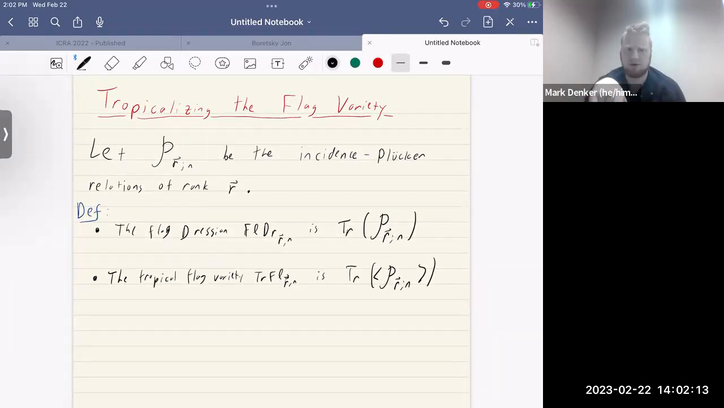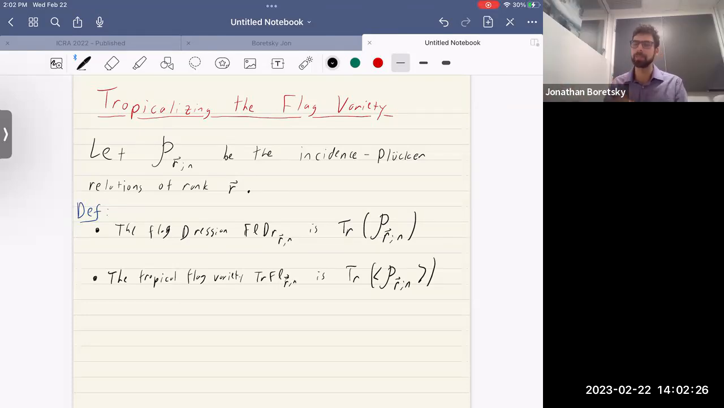A quick question. So when you say the incidence Plücker relations, that is just filling out your matrix with indeterminates and then doing your Plücker numbers? Yes, that's one way to obtain them. I gave some explicit writing down of them earlier in the talk, but that would give you the same relations. Okay.